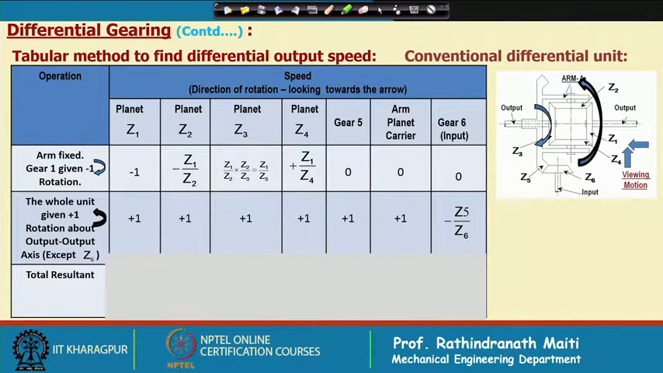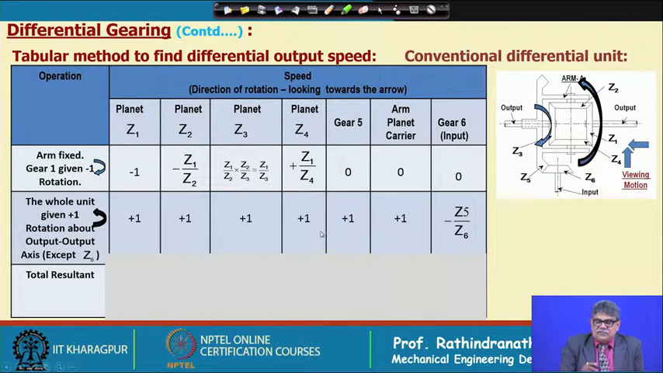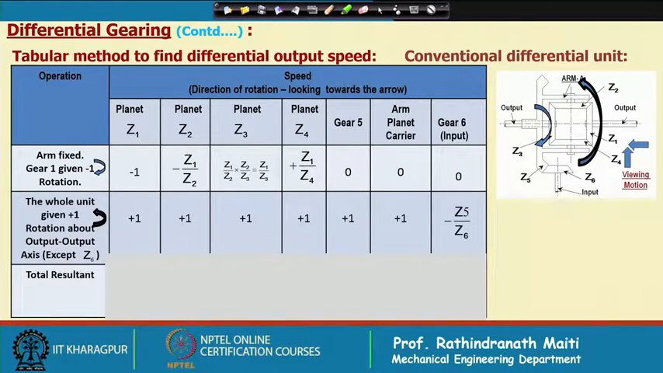Now, what do we do? We give the whole unit plus 1 revolution in the opposite direction from the same direction of view. Then simply we can give plus 1, plus 1, plus 1, but again I would like to mention Z4 and Z2 having this plus has no meaning, because this is not about their axis, this is about the axis of the half shafts.